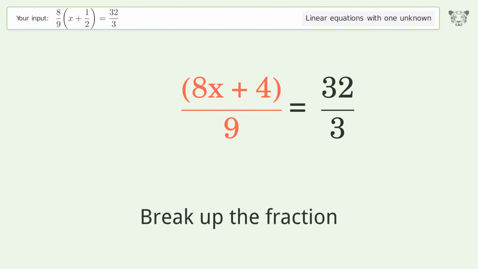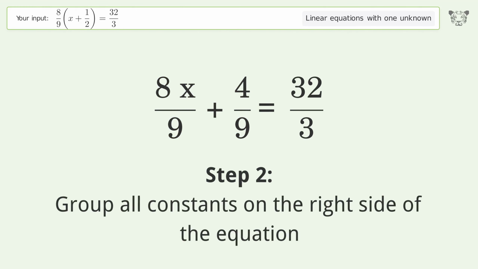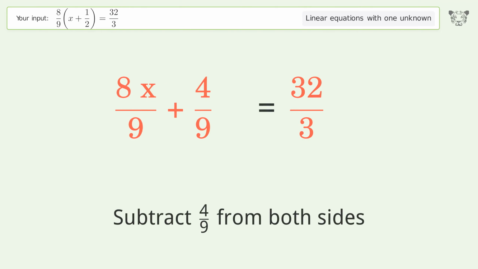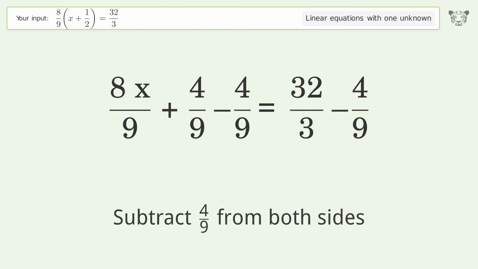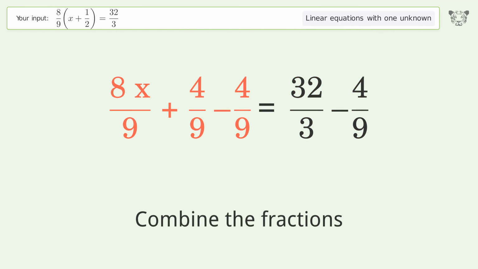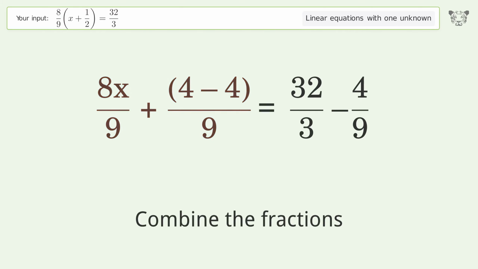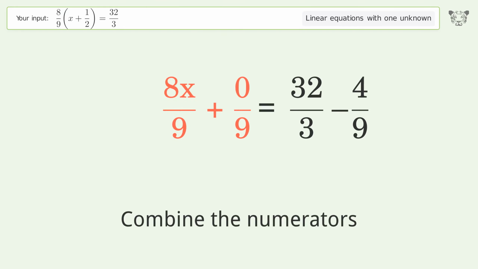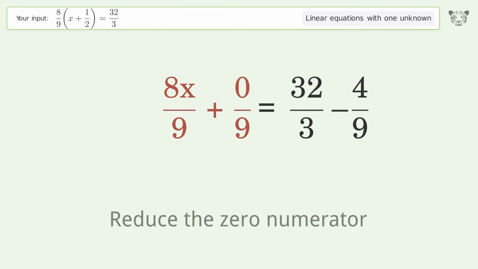Break up the fraction. Group all constants on the right side of the equation. Subtract 4/9 from both sides. Combine the fractions. Combine the numerators. Reduce the zero numerator.